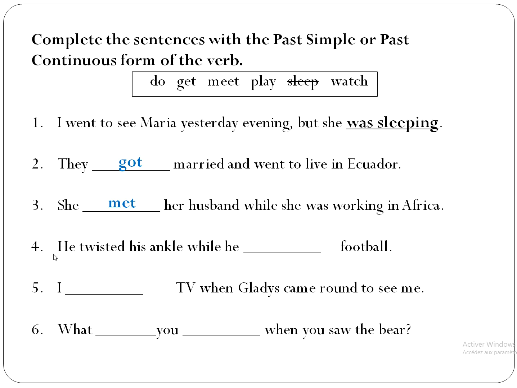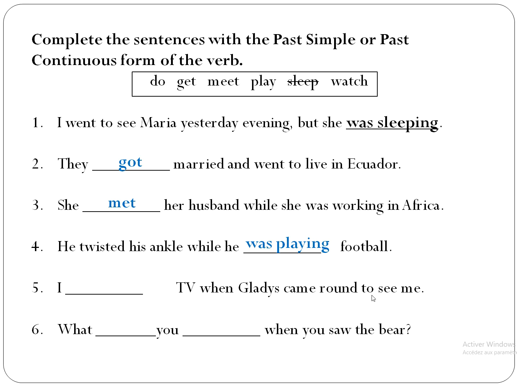Number 4, he twisted his ankle while he, verb football, so play, right? He twisted, this is past simple. He twisted his ankle while he was playing football. Okay, the action is a long action, and it was interrupted by the injury. He twisted his ankle.